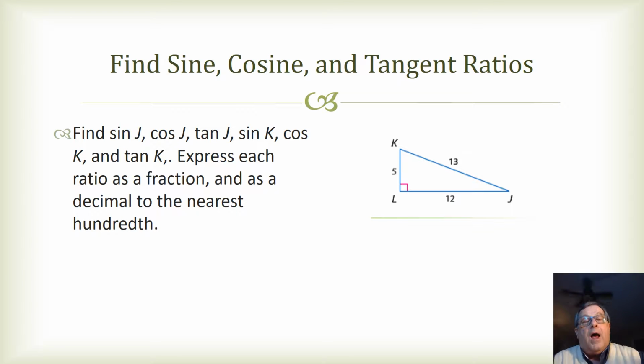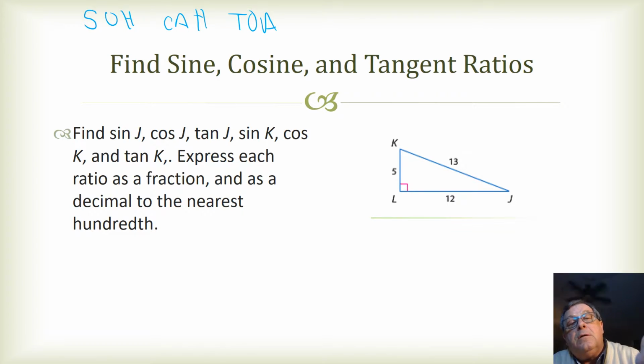I advise strongly that anytime you're dealing with right angle trigonometry, let's write our acronym at the top of your paper. SOH CAH TOA. So the sine is the opposite over the hypotenuse, the cosine is the adjacent over the hypotenuse, and the tangent is the opposite over the adjacent.